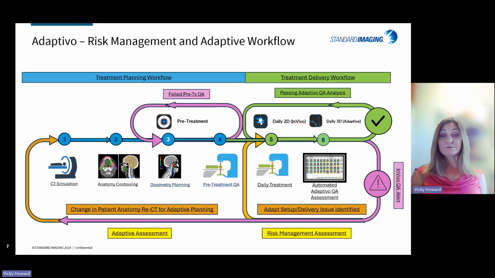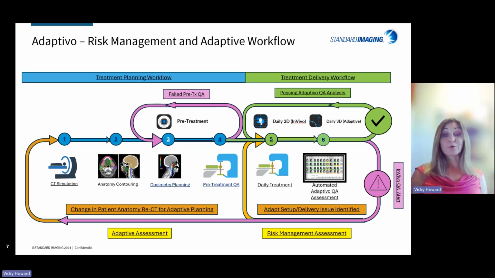So likely the very first place physicists will start is, is there a setup or machine delivery problem? So that will kind of be that first workflow. Perhaps the patient wasn't in their immobilization device correctly. Maybe it was the wrong immobilization device. Those things happen, and Adaptivo would catch that, and you'd be able to quickly mitigate that issue before multiple fractions went forward with that wrong setup.